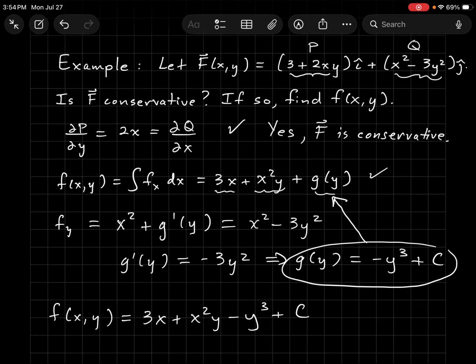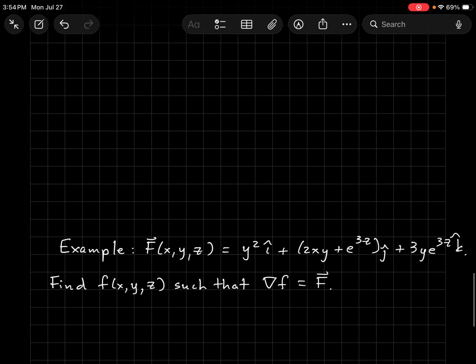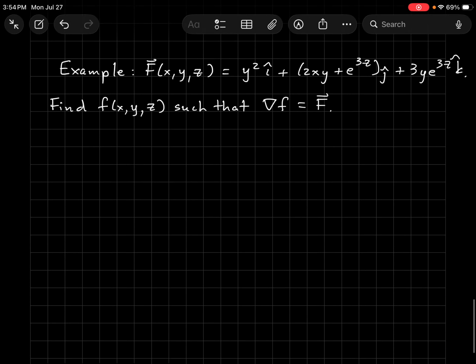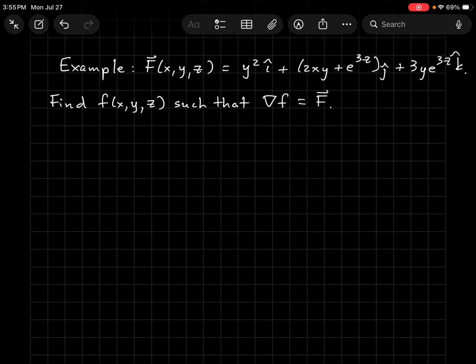I would like to do one more problem with you, finding f. We're not going to worry about conservative or not because we're going to go into 3 dimensions here. But I do want to do a problem where we have a vector field in 3 dimensions and we go back and find the original function f, such that the gradient of f is the vector field big F.